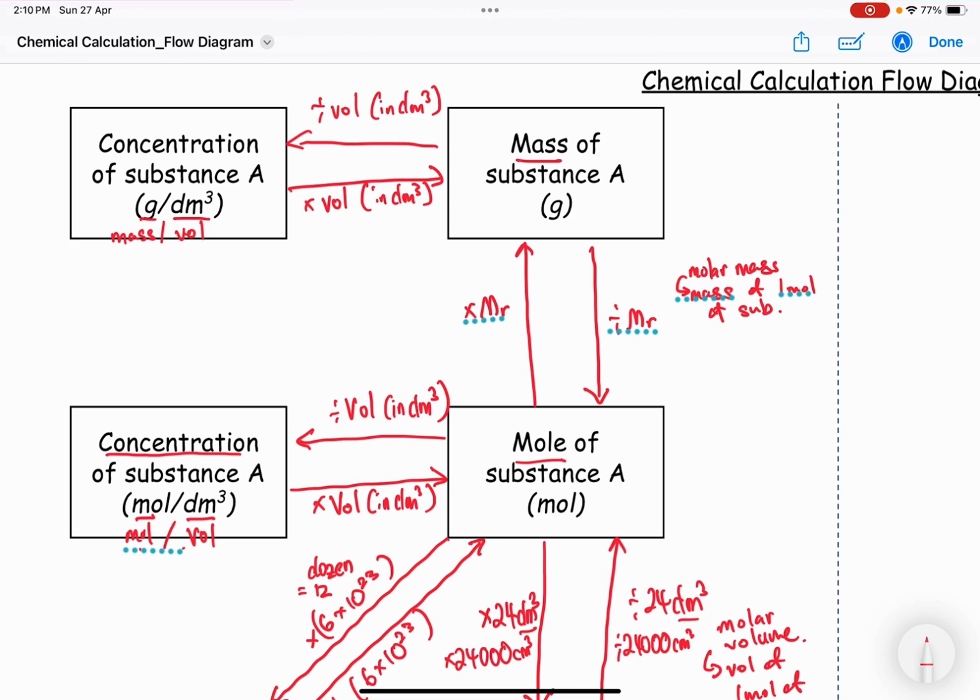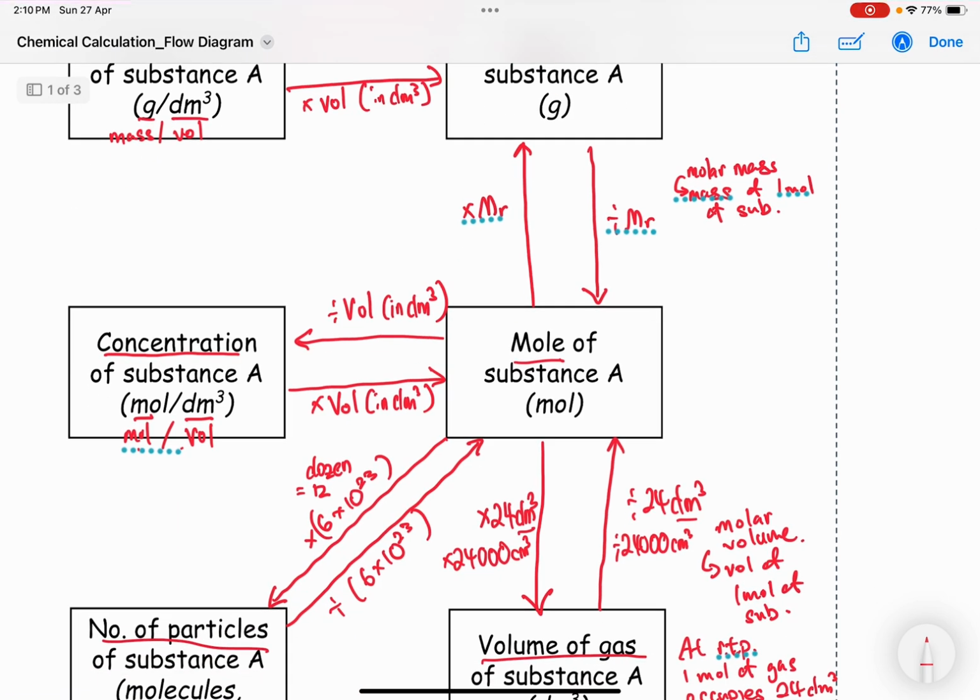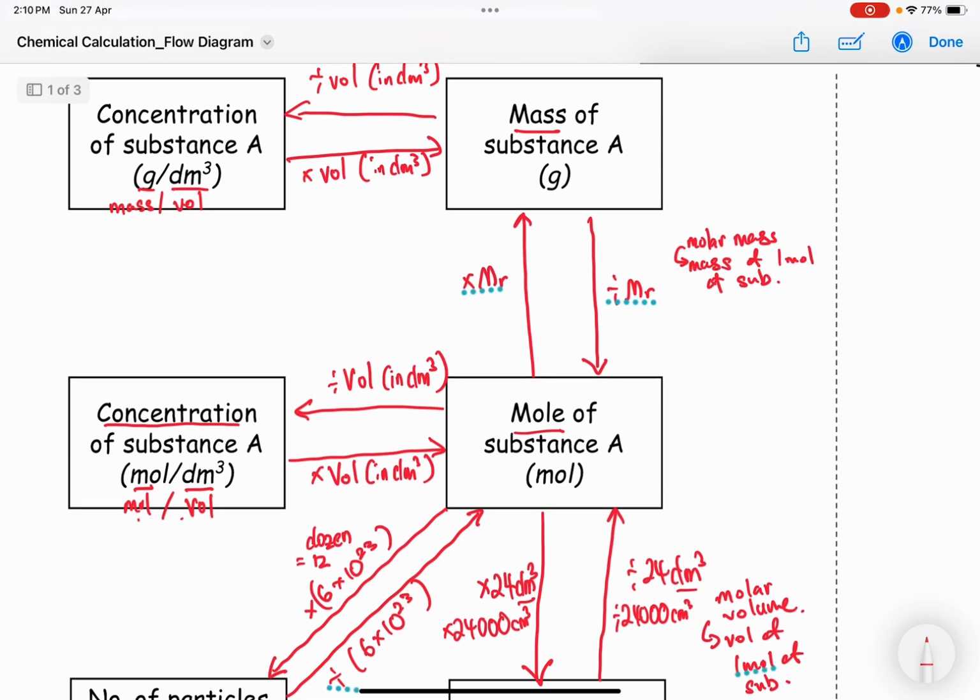So you can see we have done most of the interconversions. There's one last one for you to take note of, which is how I can get from concentration of substance A in grams per dm cube to moles per dm cube. How do I get from here down to here? Now, you realize both of them are per dm cube. So I can ignore the per volume and just focus on how to get from mass to mole, which is very similar to what we have on the right hand side over here.